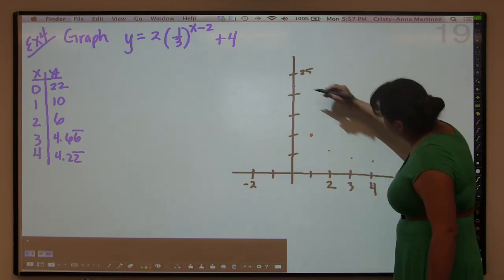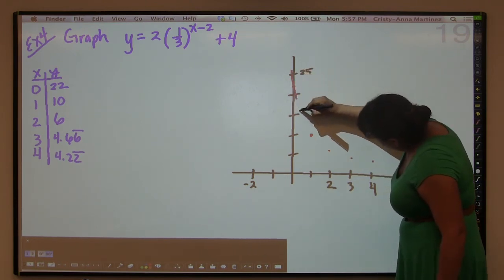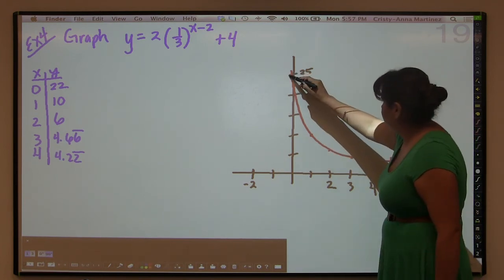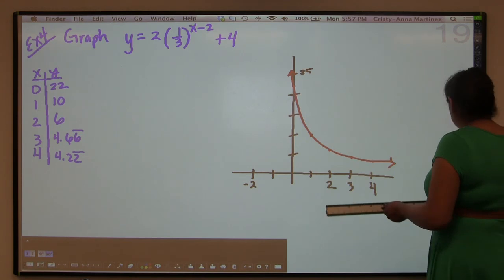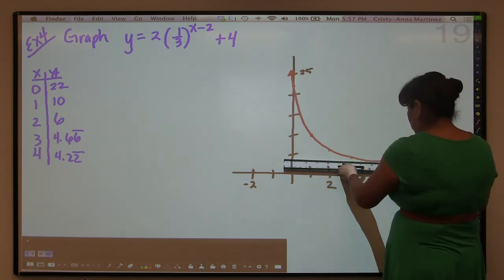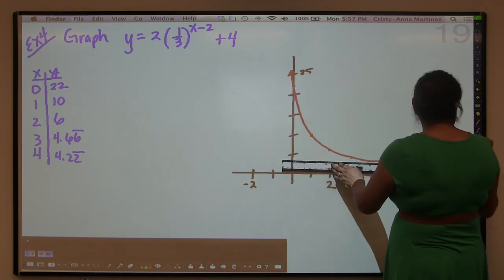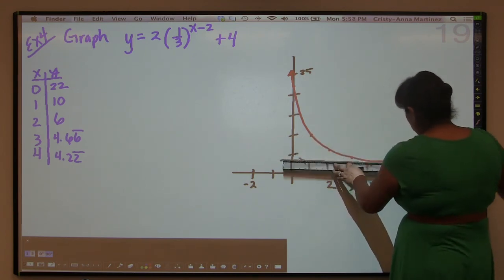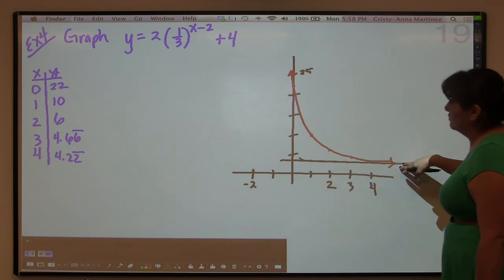And when you connect those dots together, like so, you get your graph. And what you will see now is that your asymptote is actually going to be the 4. It's going to shift. This is now your asymptote. It's never going to cross the y equals 4 line.